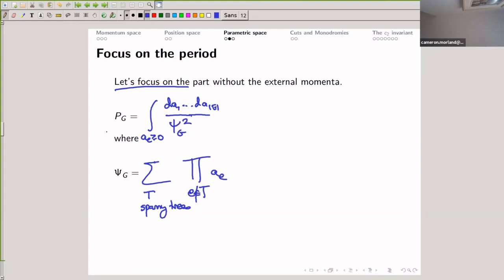But we can fix it as long as the graph is in a certain sense critical. We can fix it just by setting one of the variables to 1. So I'm going to do that. So let's start integrating at 2 and just set A1 equals 1. And that's going to be this object P_G, which you should think of as, so P_G is what we call the period. And you should think of it as a residue, and a particularly important residue of the Feynman integral itself.